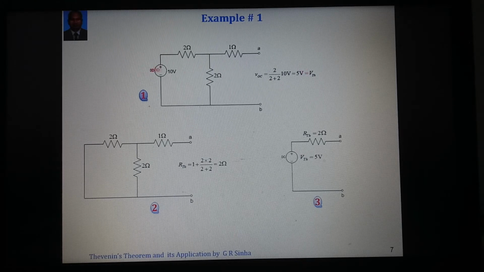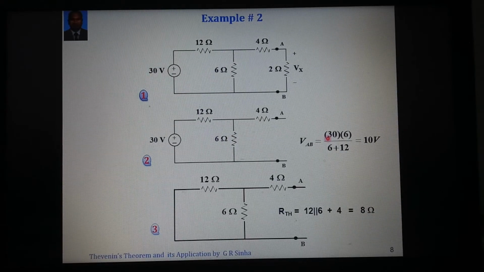What about the Thevenin resistance? The source will be replaced by 0 volt, that is a short circuit, and the 2 and 2 will become parallel, as we can see here in circuit number 2, and then this will become in series with 1. So what is the Thevenin resistance? That is nothing but 2 ohm. And the final Thevenin equivalent circuit will be 5 volt of Thevenin voltage in series with 2 ohm Thevenin resistance.